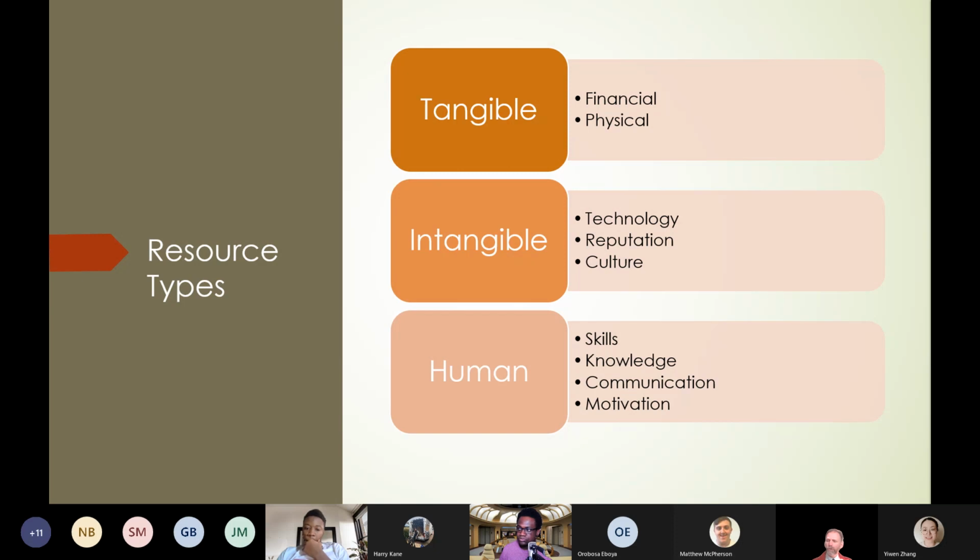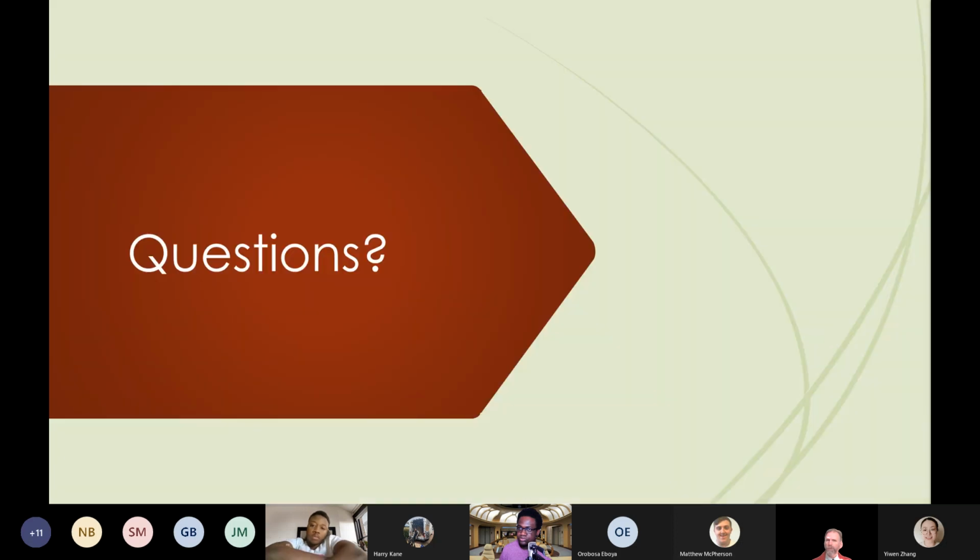So a resource audit is absolutely important, both to understand what kind of resources you have for the moment, but also what you might want for the future. Any questions about that one?